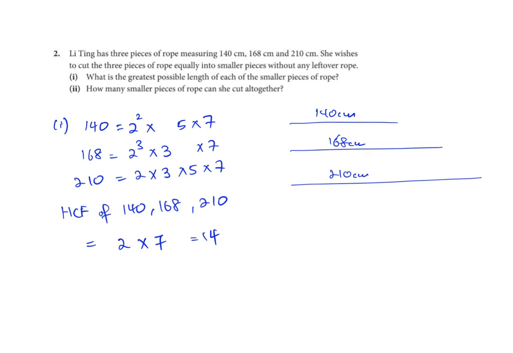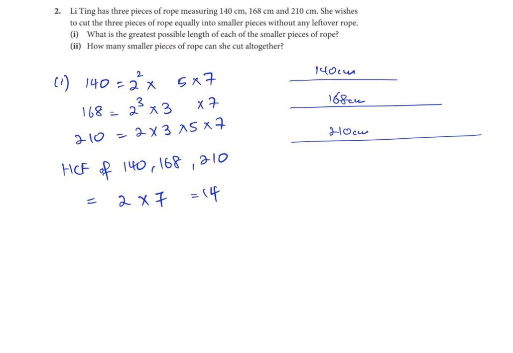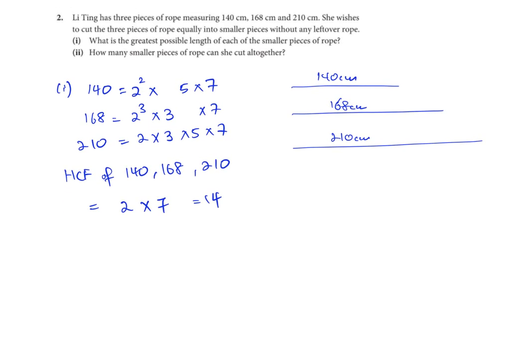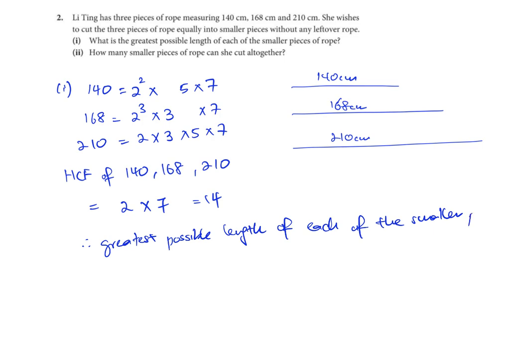So therefore, the greatest possible length of each of the smaller pieces will be equals to 14 cm. So this is your HCF.